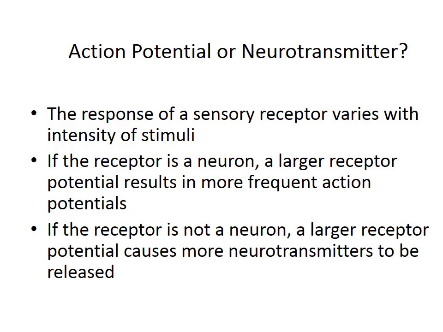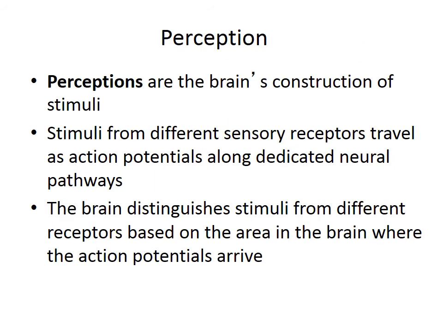So there is a choice. Should there be an action potential, or should we use a neurotransmitter? The response of a sensory receptor varies with the intensity of the stimuli. If the receptor is a neuron, a larger receptor potential results in more frequent action potentials. But if the receptor is not a neuron, a larger receptor potential causes more neurotransmitters to be released. And that's why we have sensory organs.